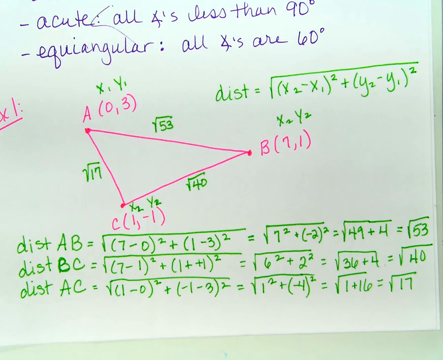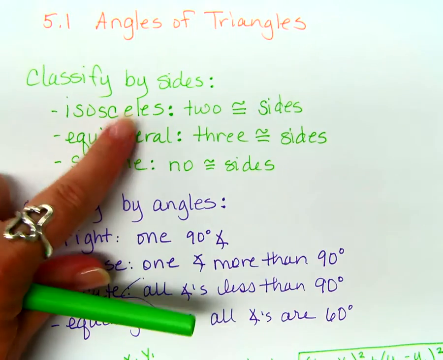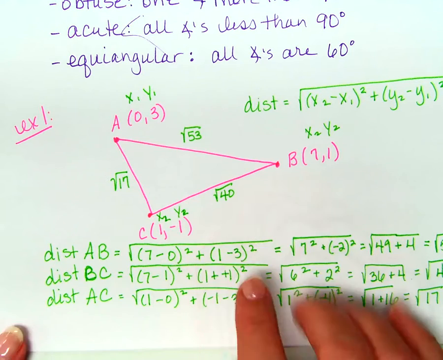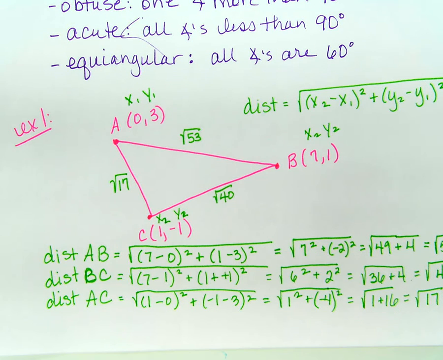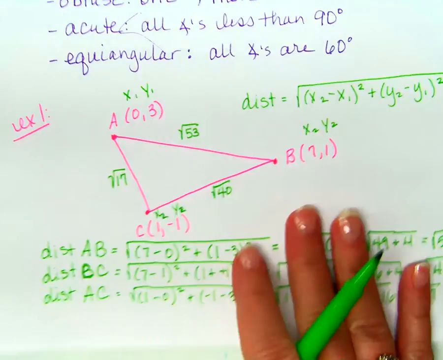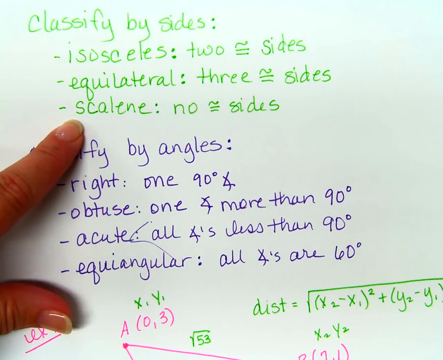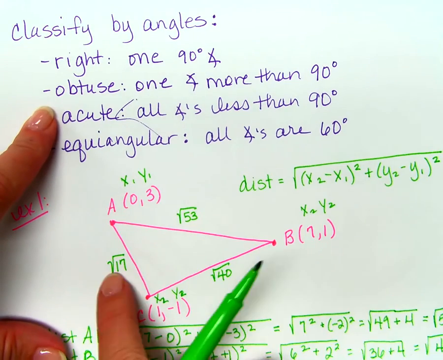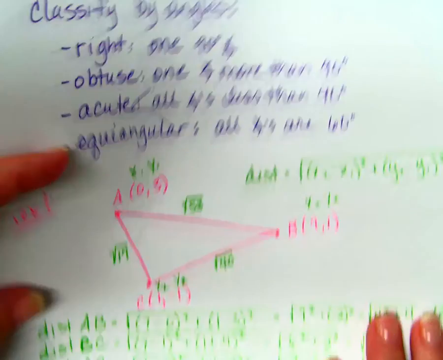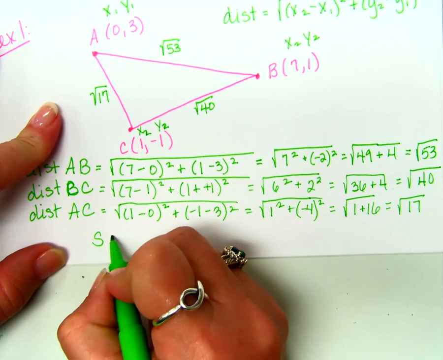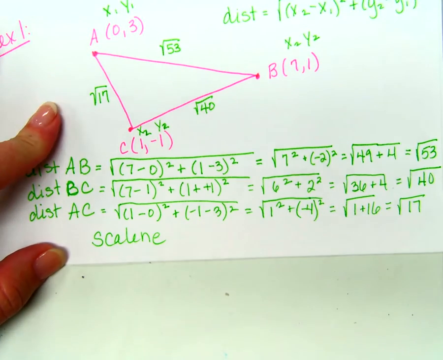So your directions were, do you remember what your directions were? Classify it by its sides and its angles. What did we just figure out? By the sides, how will we classify this triangle if we're trying to classify it by its side? Why is it scalene? None of the sides are congruent. That's very good. Scalene.